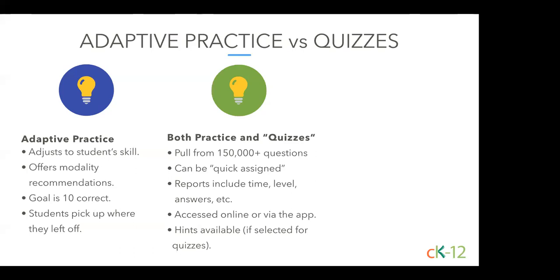The goal is preset at getting 10 correct. It really is a learning and practice tool, so we've set that goal for students. And so you could have one student get 10 correct at the easy level, another student do one easy question, one medium question, and a bunch of hard questions and get that goal of 10 correct based on how they were doing. And then students pick up where they left off.